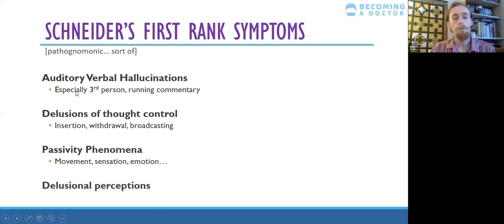It's not just four, they list all these different types, but these are the main ones that you need to know about. They come up in MCQs because they're quite easy MCQ fodder, but they're not used that much diagnostically anymore.